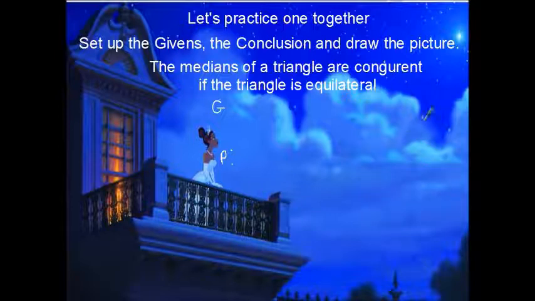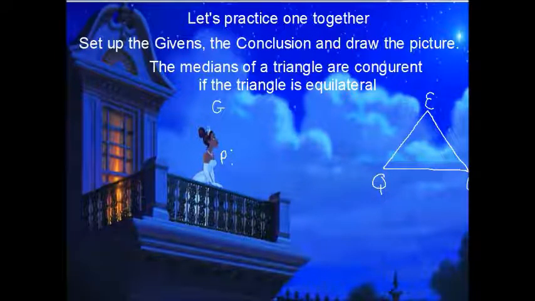Now, first and foremost with our picture, we know we're going to have one triangle. Let's call this triangle EQU for equilateral. Now, we know we're going to have medians. So let's draw medians from each vertex. Let's make that an I. Let's make that an L. And let's make that an A. Now, let's work off those givens and prove.